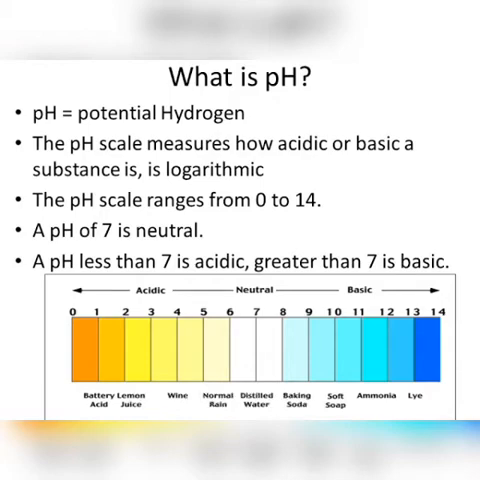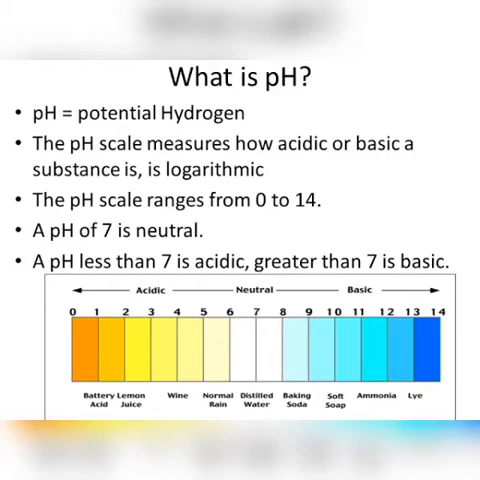Now we understand that the pH helps us to understand how acidic or basic a substance is. It is logarithmic information. So to understand how much pH a substance has, we use a pH scale. The pH scale ranges from 0 to 14. A pH of 7 is a neutral pH, a pH less than 7 is acidic, and a pH greater than 7 is a basic pH.